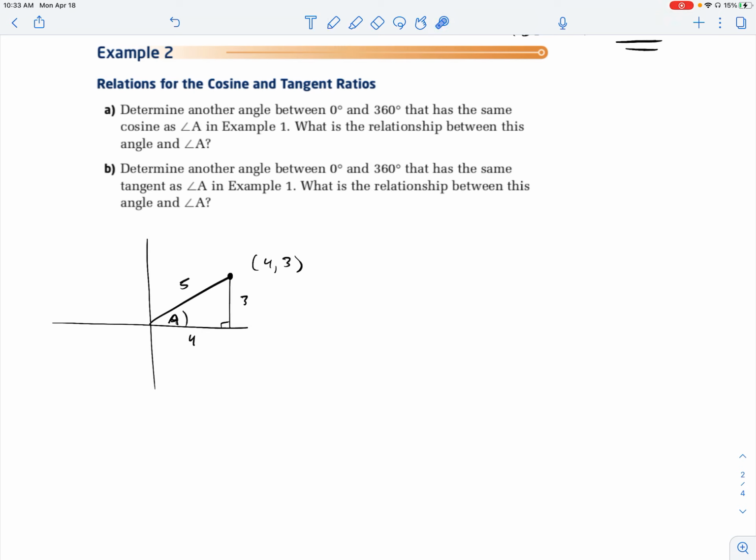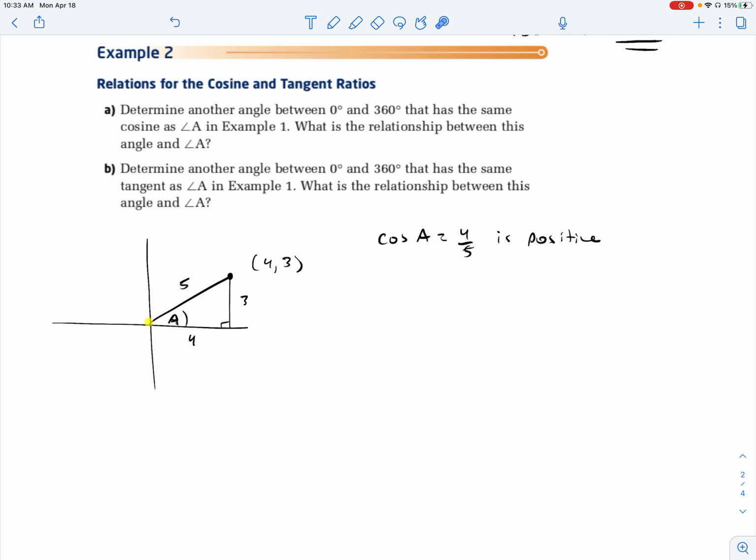So it says find another angle between 0 and 360 that has the same cosine as in example A. So if you remember, cos of A is equal to 4 over 5. This is positive, because the x value is positive here. So where could I have another angle where I get the same ratio 4 over 5? So meaning x must be 4. Why? Y doesn't have to be positive 3. It could be negative 3.